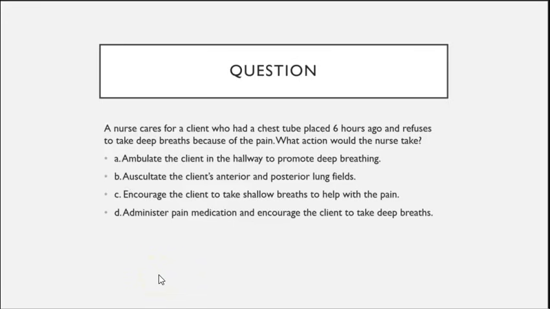A nurse cares for a client who had a chest tube placed 6 hours ago and refuses to take a deep breath because of pain. What action would the nurse take? Ambulate the client in the hallway? Well, they have a chest tube and they don't want to breathe because they're in so much pain. We're not getting them up. Auscultate the client's anterior and posterior lung sounds? Yeah, we would do that, but what is our priority?